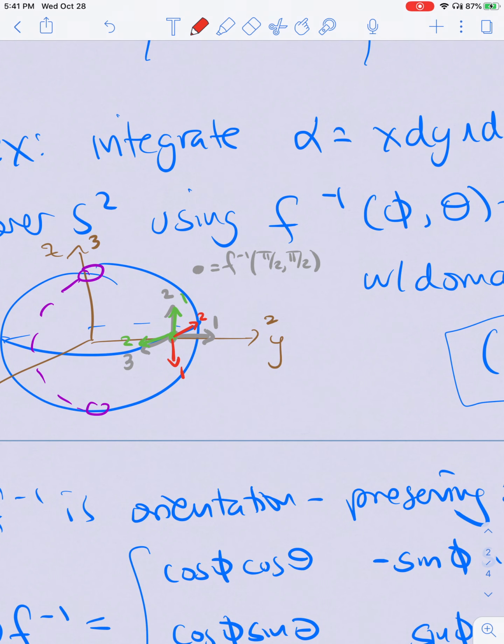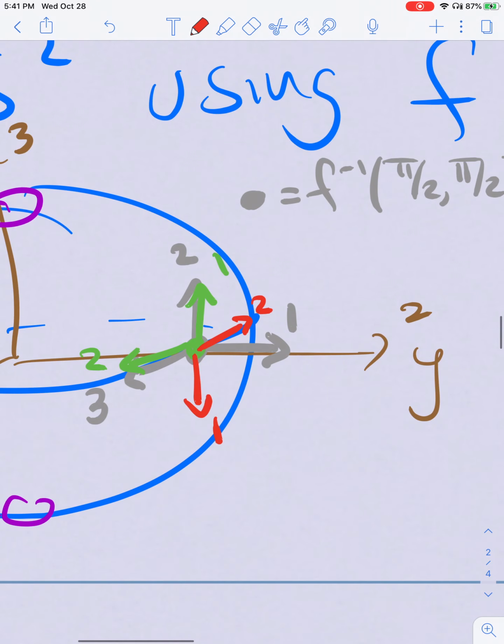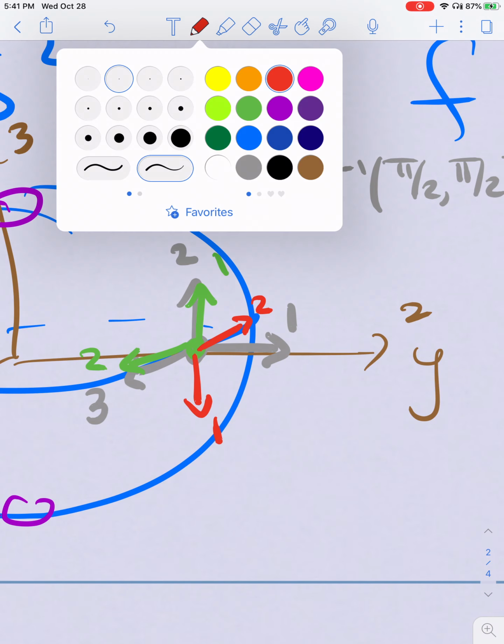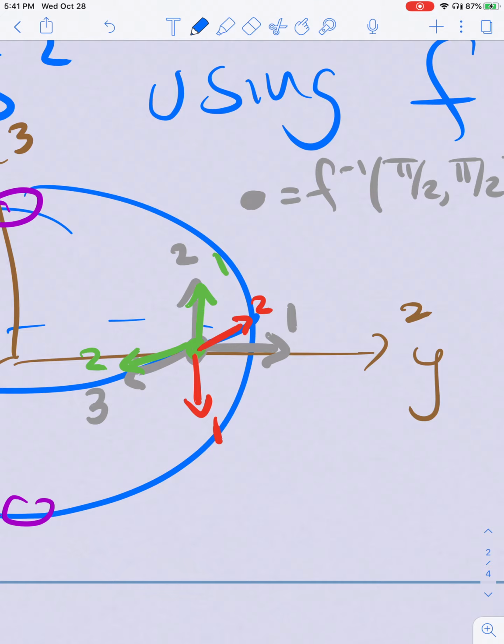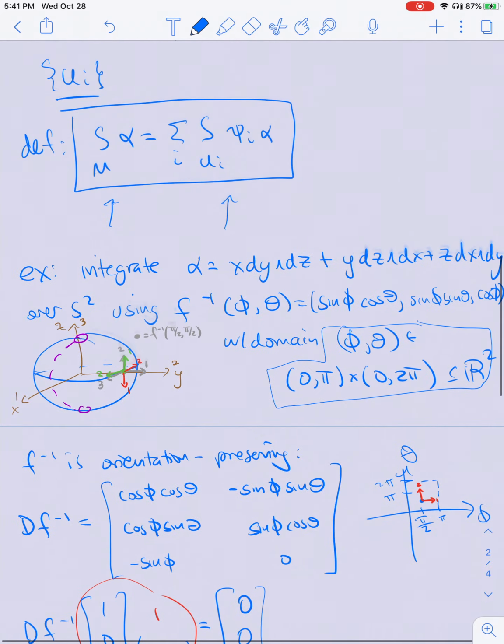So as you can see, if you sort of bend your mental state a little bit, you can rotate these red vectors so that they sit right on top of the green vectors. So that means that the change of basis matrix to change the reds to the greens has positive determinant, and the orientations are the same.